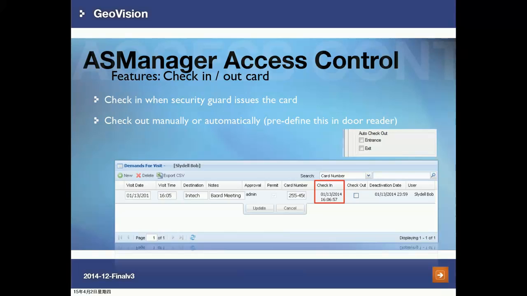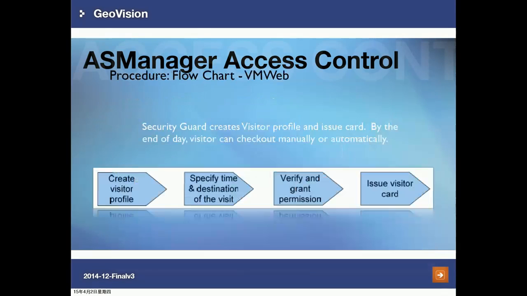So by manual, the security guard can just check out the visitor manually by clicking on the checkout button. Or you can also define that when the visitor swipes the card at one of the readers, then they'll automatically check out.